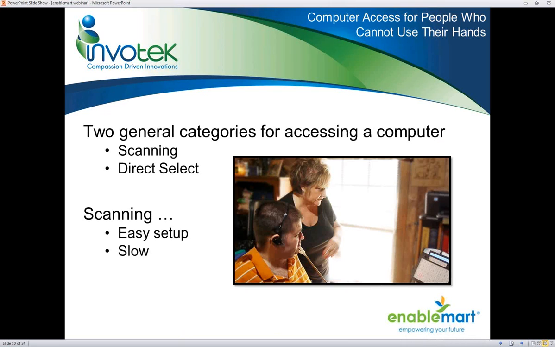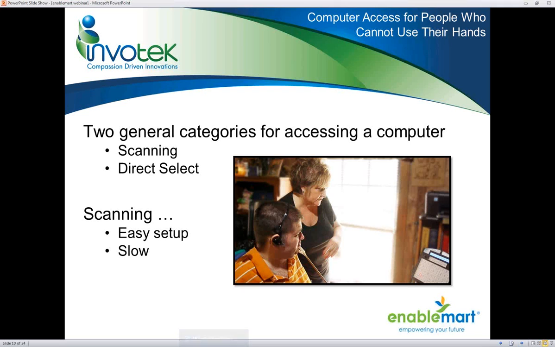When we look at accessing a computer, there are actually two general categories that people talk about. They talk about scanning systems and they talk about direct select. A lot of times assistive technology practitioners like to use scanning because it's usually easy to find a switch site. It's usually easy to set up. It's often not the best approach for the person that they're putting technology together for, but it can be inexpensive, it's easy to set up, and that has advantages. It just has other shortcomings.